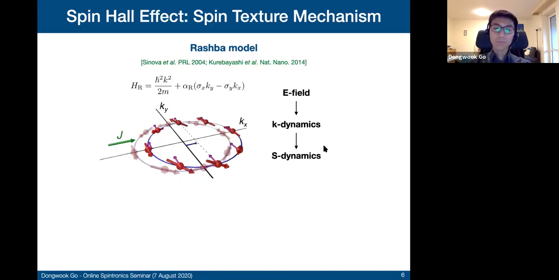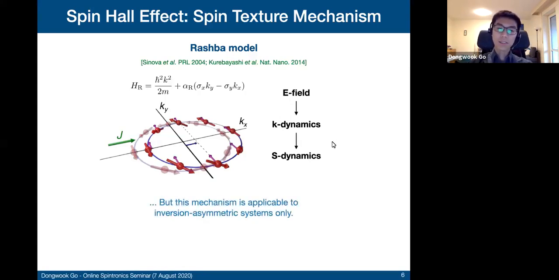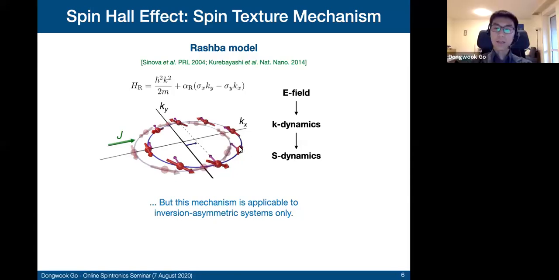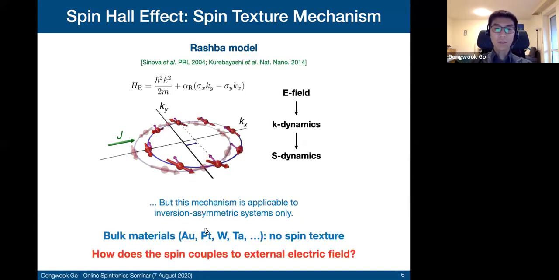But one important thing to notice is that this Rashba model applies only to inversion-asymmetric systems, for example, at a surface or at an interface in the solid, or in polar materials. But we know that a lot of bulk materials like gold, platinum, tungsten, tantalum are inversion symmetric. And also they have plenty of mirror planes. So there's no spin texture at all.